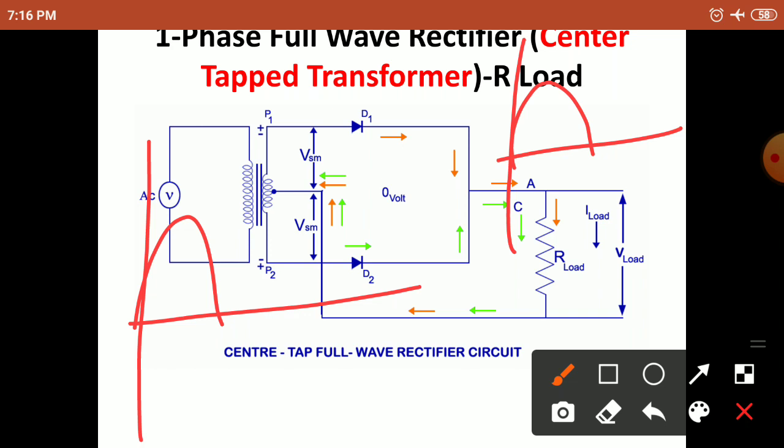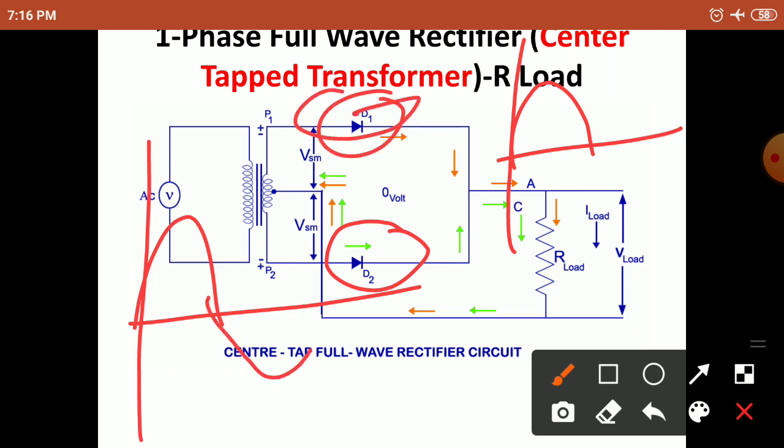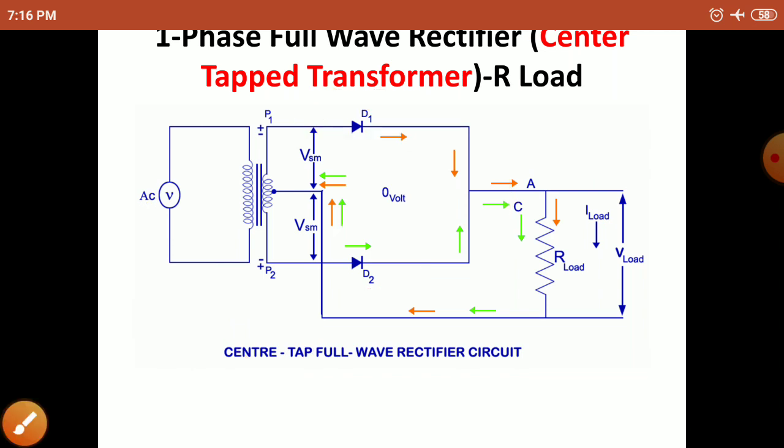So in the negative half cycle, what happens? The diode D2 is forward biased and D1 is reverse biased. It is open circuited. Okay, D2 is acting now. So in the negative half cycle, what happens? The flow of current I'll show you now.